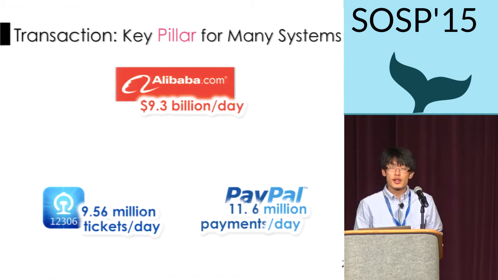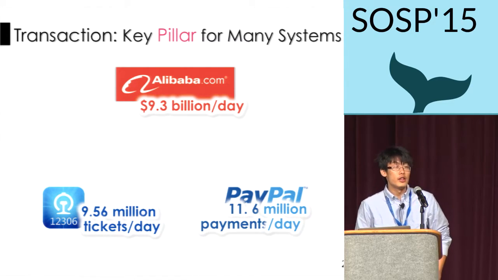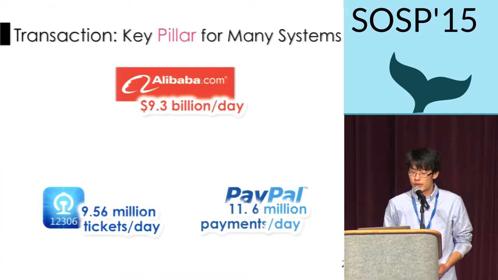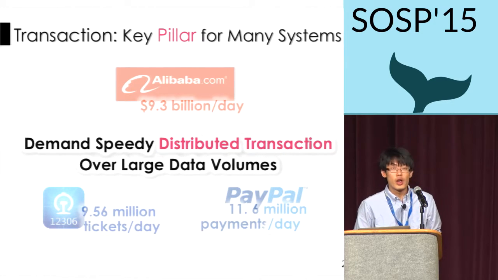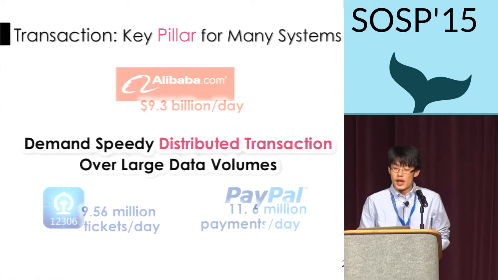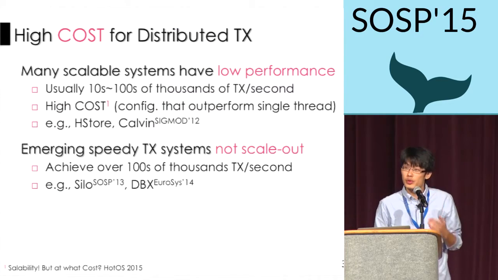In-memory transaction processing is very important in many daily online transaction processing workloads, such as e-commerce systems or railway ticketing systems. They typically have to handle billions of requests per day over a large volume of data. This kind of workload requires us to run fast transactions on a cluster of machines, and thus necessitates distributed transactions. However, many scalable distributed transactional systems have very poor performance.